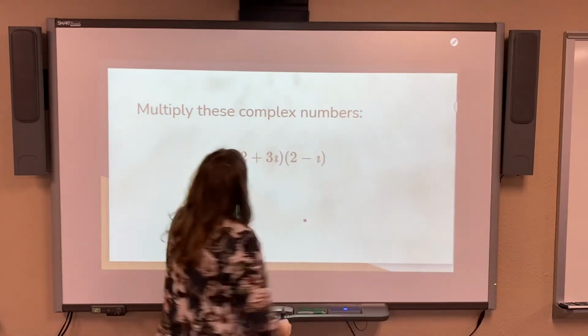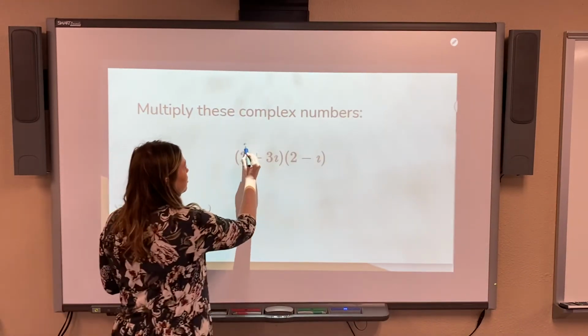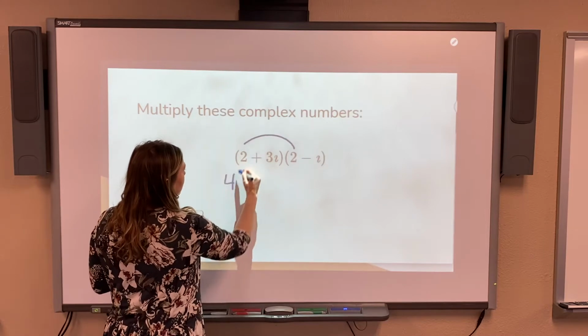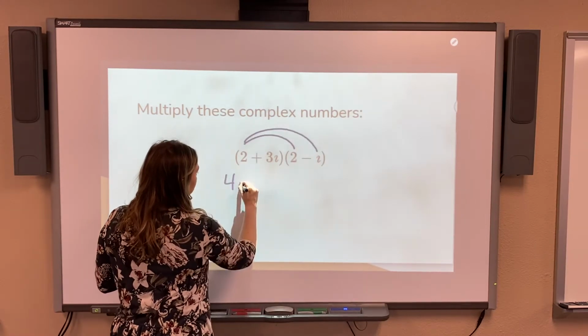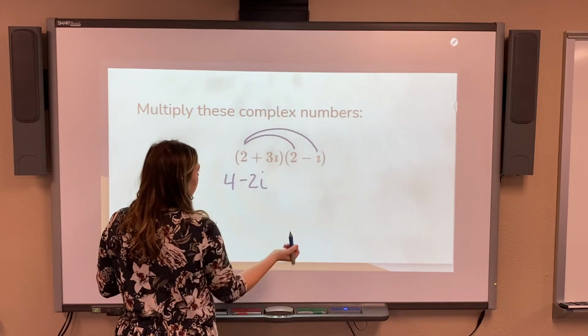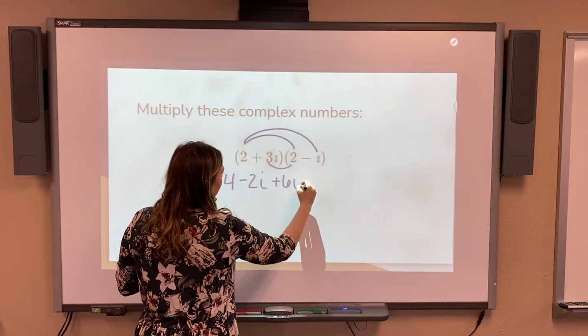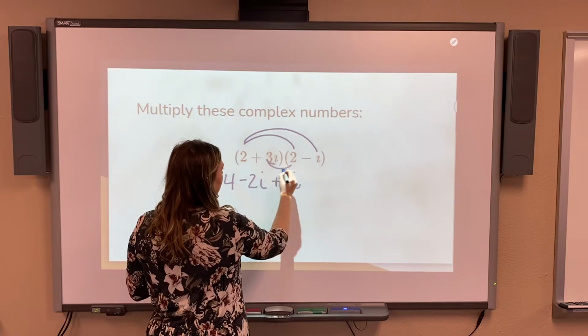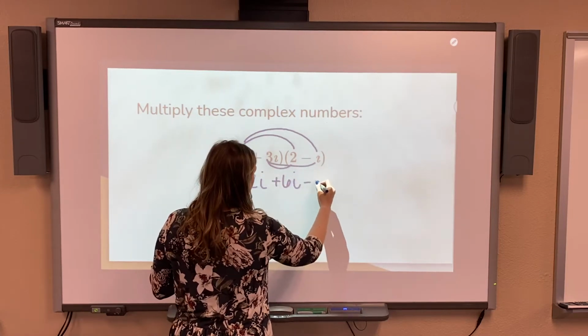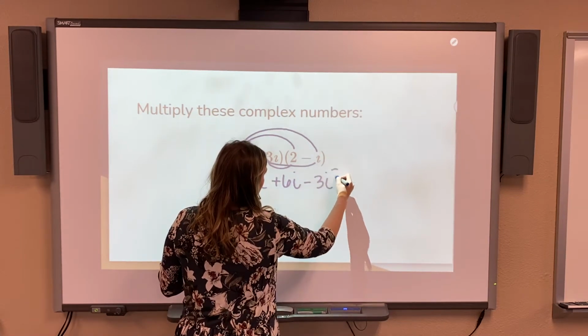Okay, so we're going to multiply. So we have 2 times 2 would be 4. 2 times negative i would be negative 2i. And then we have 3i times 2 would be 6i. And then we have 3i times negative i to be negative 3i squared.